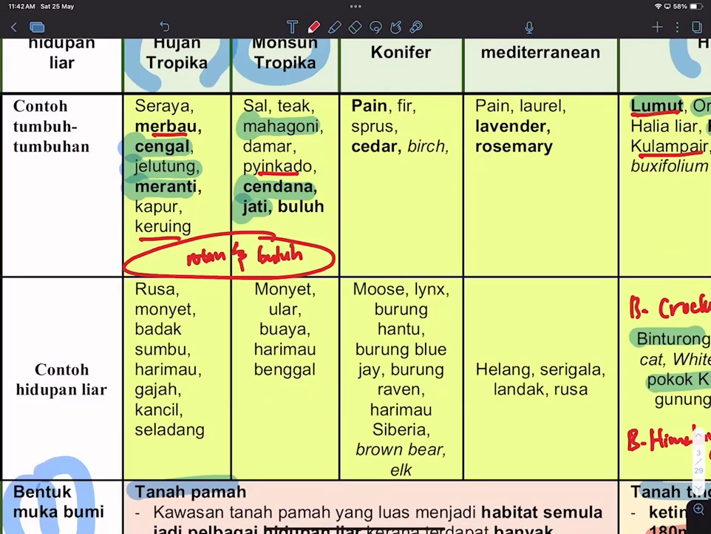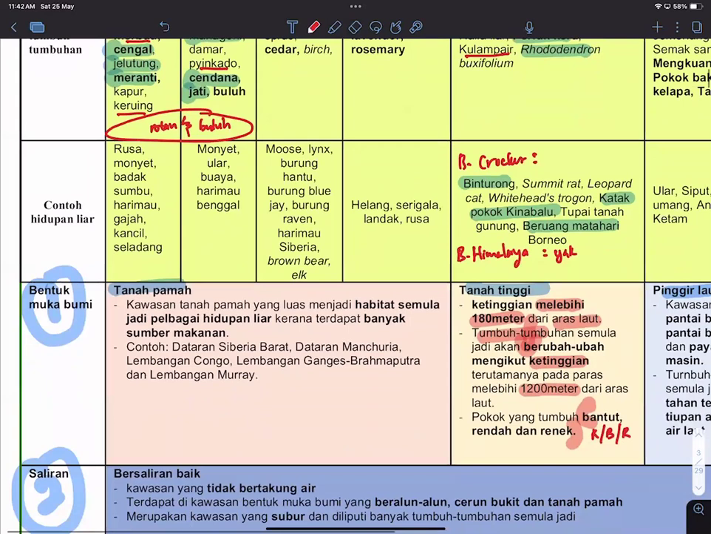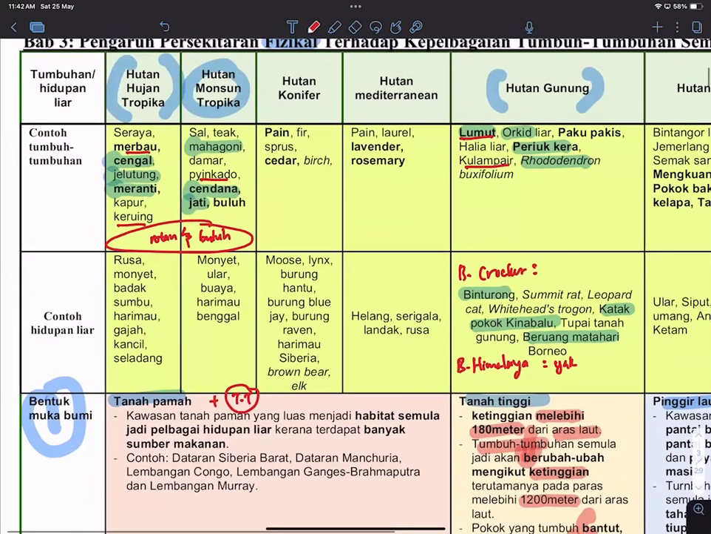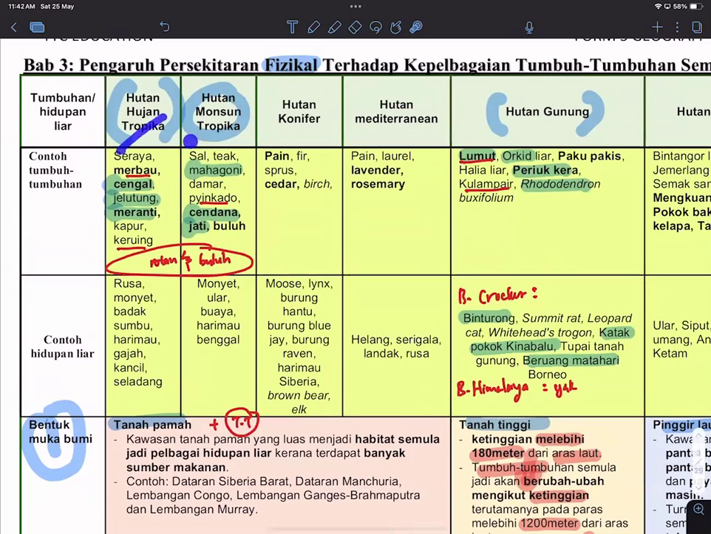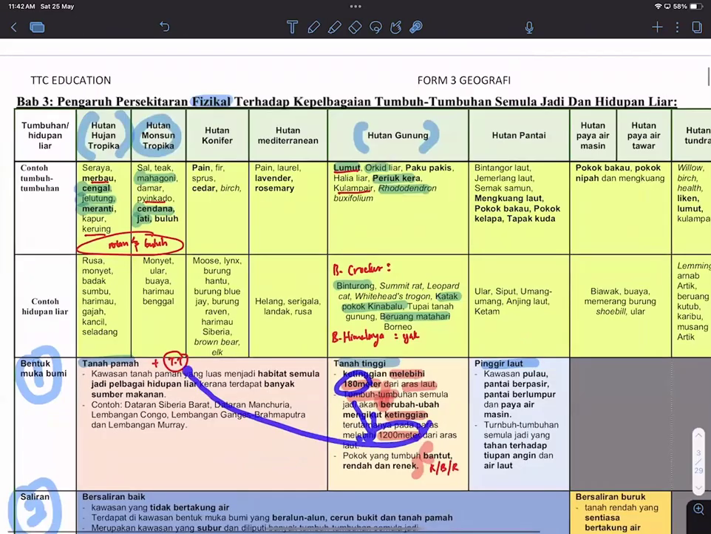Very good, Ninha. Okay, so this is the Tanah Pamah. So guys, write down one more: Tanah Pamah plus Tanah Tinggi. Why? Because some of the hutan hujan tropika and the hutan monsoon tropika may be higher than 180 meter. From 180 meter until 1,200 meter, there's a large gap, but this large gap is still considered Tanah Tinggi for these two forests.